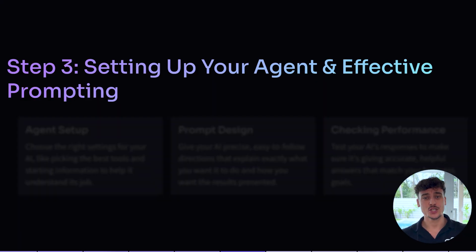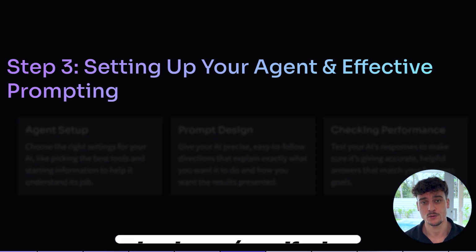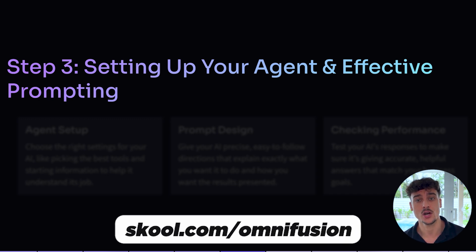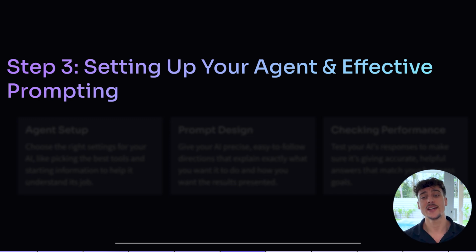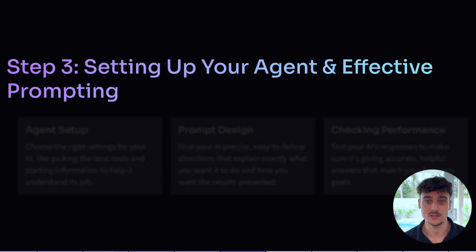Now, once you've actually familiarized yourself with Flowise using the resources that I just mentioned, and you're going to be able to find all of those in our free school community at school.com/omnifusion, you need to actually set up your agent and work on effective prompting. Effective prompting is the key to building a successful agent. It's going to make or break your system. So this is something where you really need to spend some time on it and actually figure out how exactly it works.